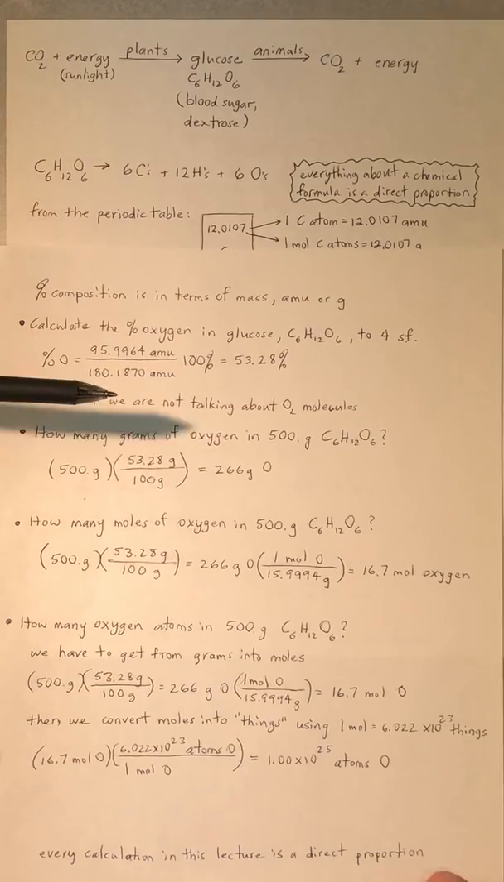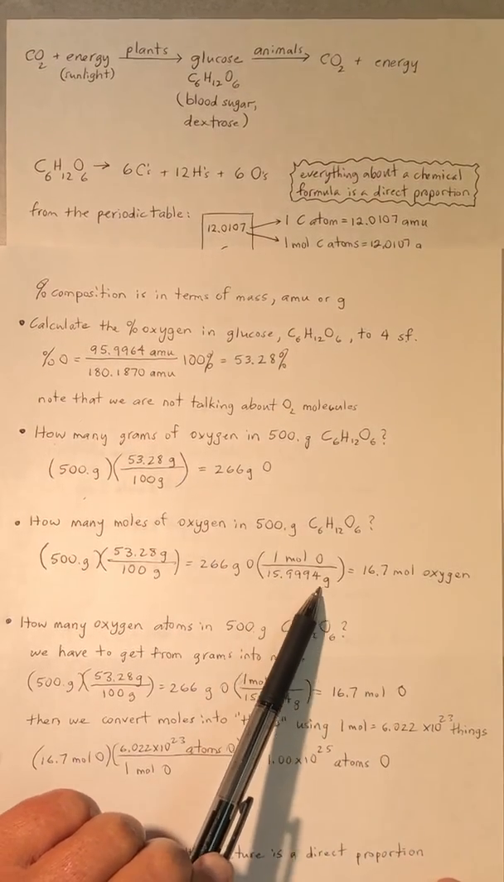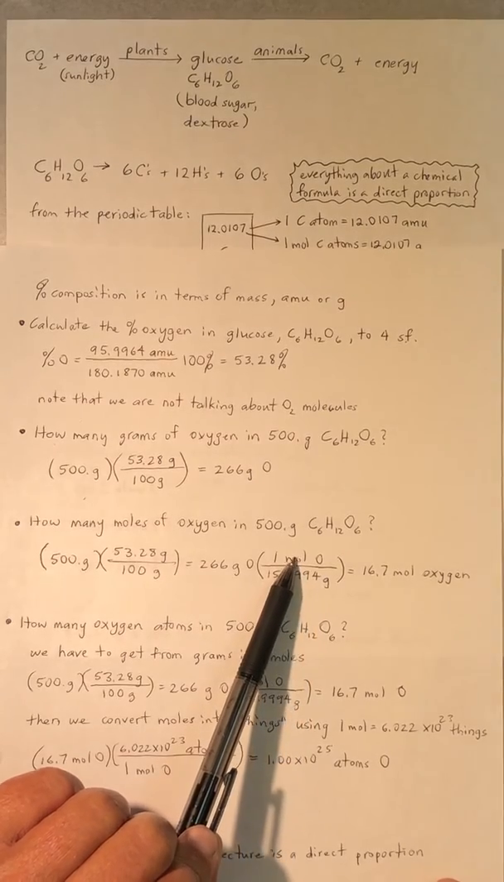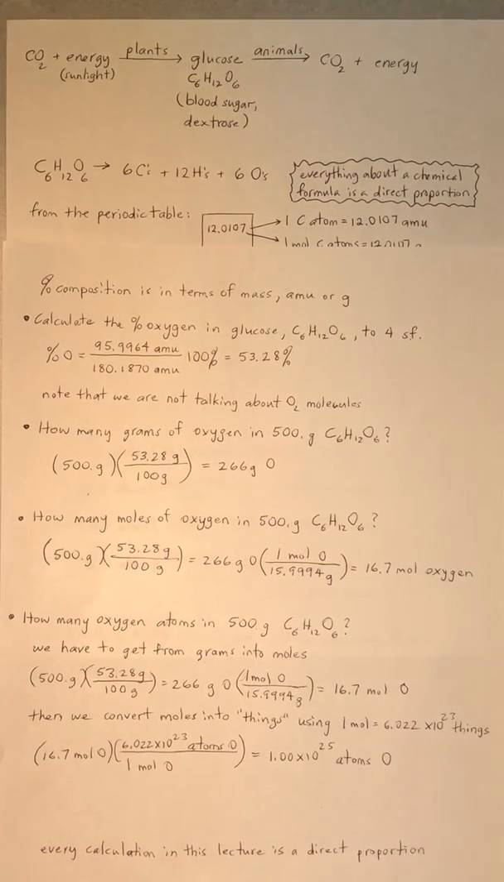Okay. So then I'm taking the grams of oxygen, getting rid of the grams and converting them into moles using this conversion factor, which is a direct proportion. So now I've calculated that in this 500 grams of glucose, there are 16.7 moles of oxygen.